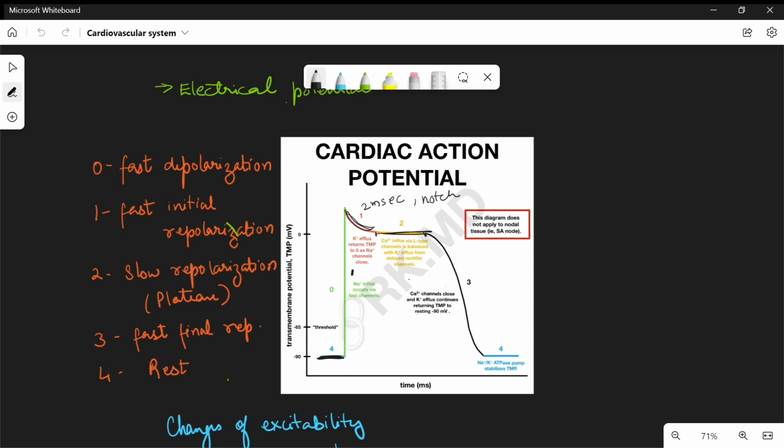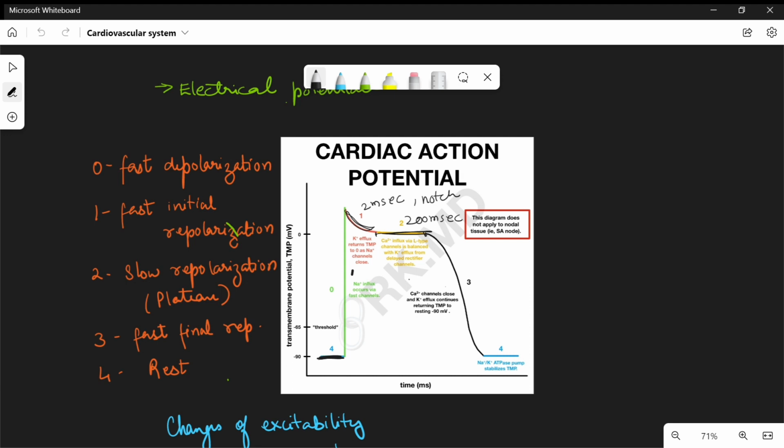The muscle remains in a depolarized state for some time before further repolarization. So it forms a plateau, that is a stable period in the action potential curve, and it lasts for about 200 milliseconds. And this time is also longer in cardiac muscle, by 5 to 15 times, than in skeletal muscle.